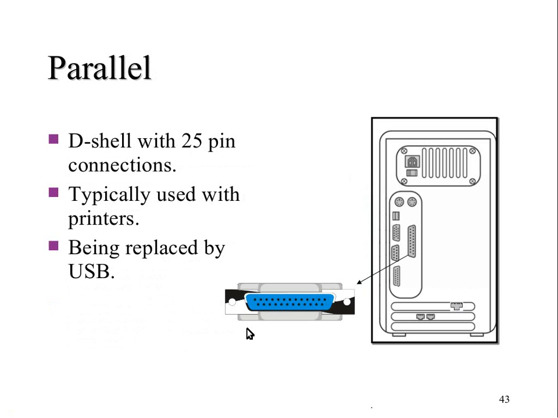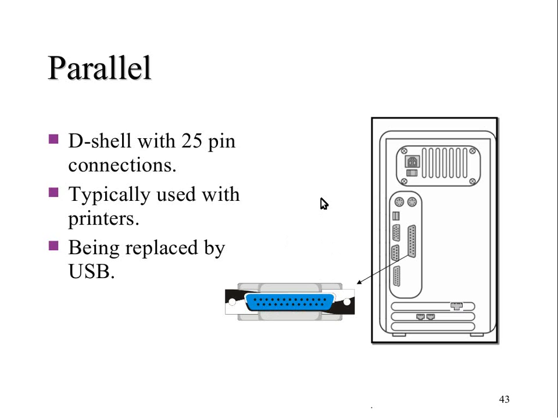Parallel ports are found on a lot of computers. Parallel ports have 25 pins. These are female, and they are typically used for printers, and there are some other devices that also use parallel ports. And it's D-shaped. It has 25 holes, or places for the 25 pins to go into on the connector.